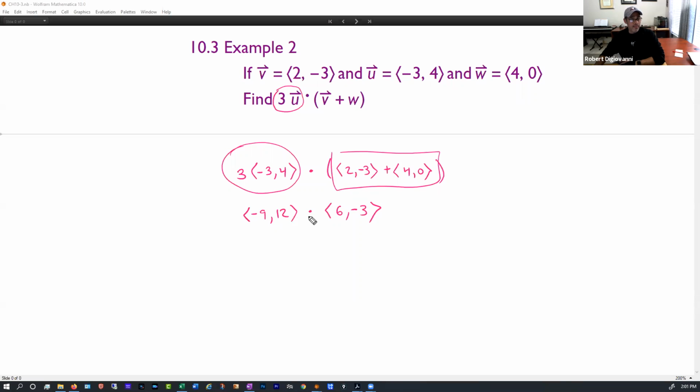Now I dot them, right? And to dot them, I'm going to take the first component and multiply times the first component here. That's going to give me -54. And then I'm going to take this component 12 multiplied times -3. So I'm adding to this whatever I get when I multiply those, it's -36. So -90. Okay, so if you got something different, just make sure you understand where you made that mistake.